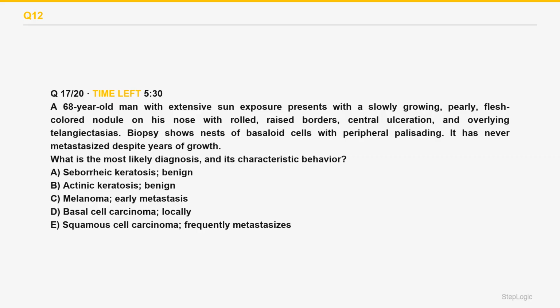What is the most likely diagnosis and its characteristic behavior? A 68-year-old man with extensive sun exposure presents with a slowly growing, pearly, flesh-colored nodule on his nose with rolled, raised borders, central ulceration, and overlying telangiectasias. Biopsy shows nests of basaloid cells with peripheral palisading. It has never metastasized despite years of growth. Read the command: diagnosis and behavior. Sun-exposed, pearly nodule with rolled borders, telangiectasias, central ulcer, basaloid nests with peripheral palisading, never metastasizes: basal cell carcinoma.